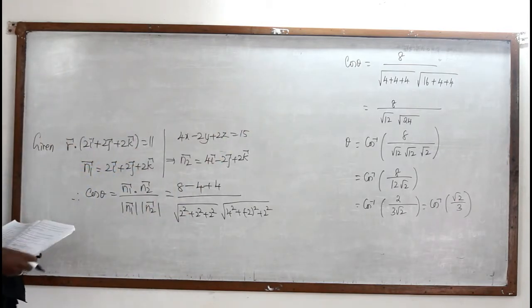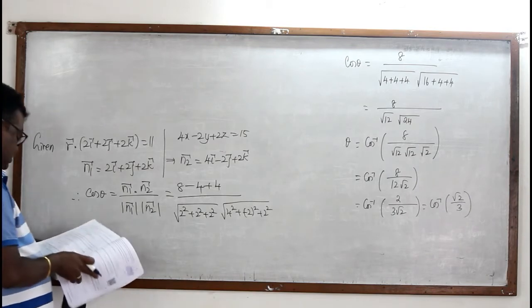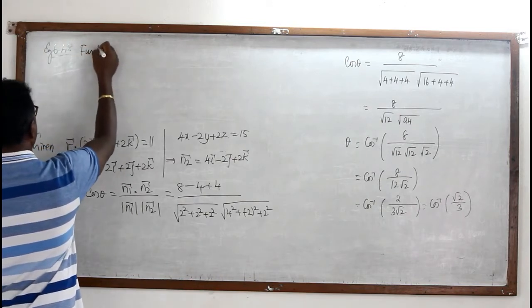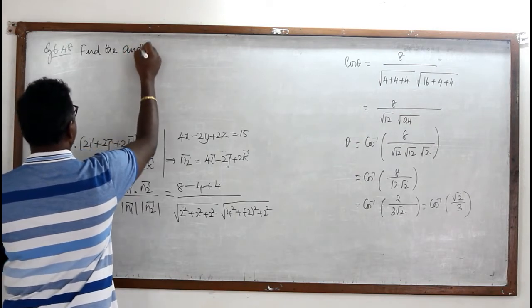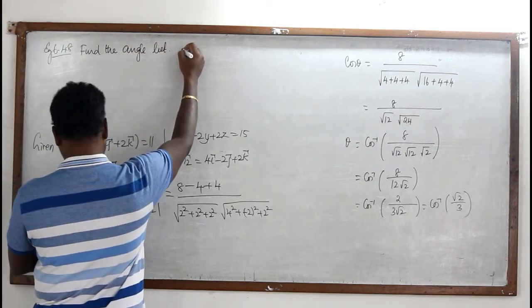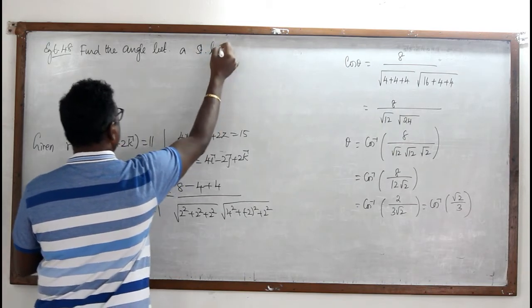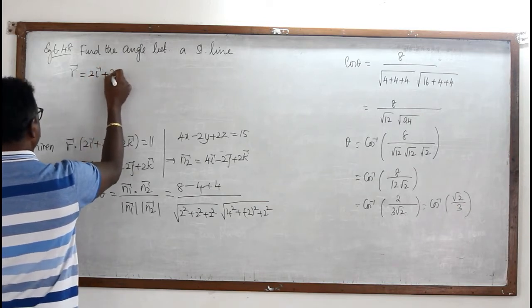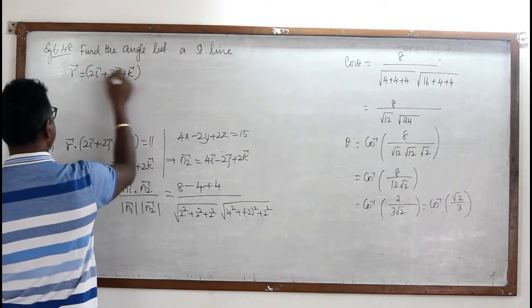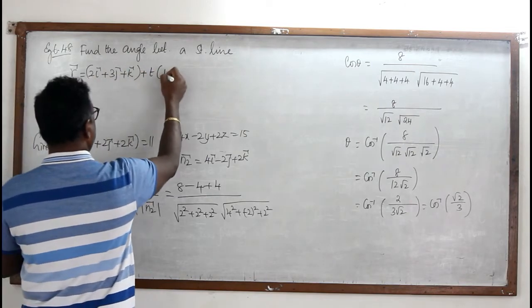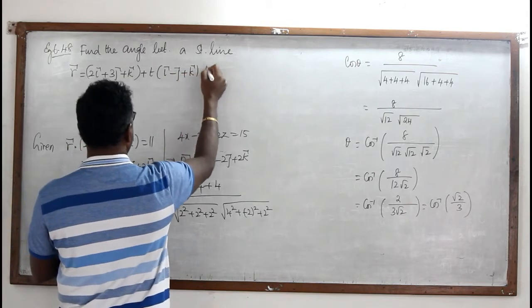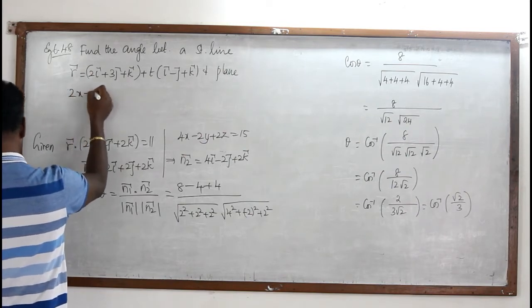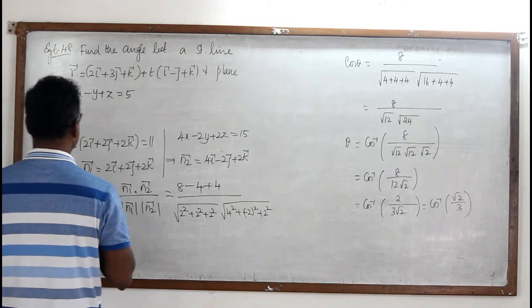Example 6.48. Find the angle between a straight line r = (2i + 3j + k) + t(i - j + k) and the plane 2x - y + z = 5.